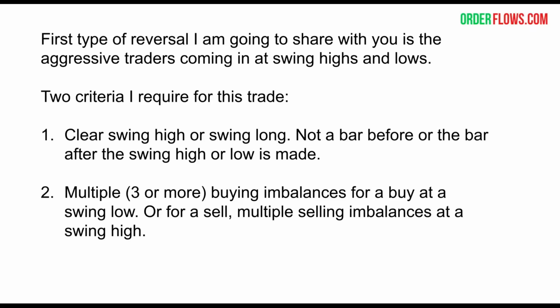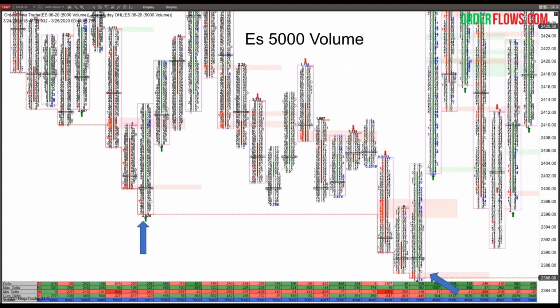So I want you to see the bar make a swing high, then all of a sudden I want to see sellers attracted to that high and come in and start selling it. I want to start seeing 3 or more selling imbalances in that bar. So I'm going to show you a bunch of different charts. Okay, I'm going to show you E-minis, crude, Eurocurrency, and Bunds.